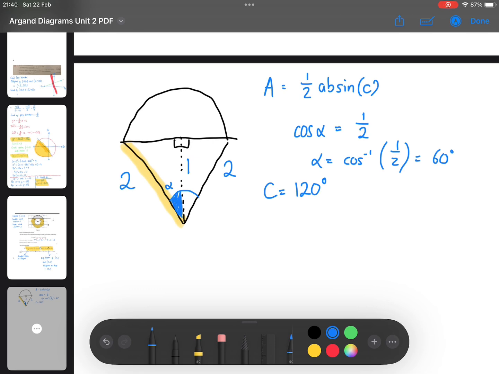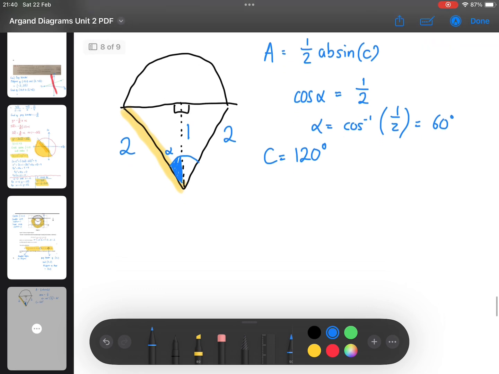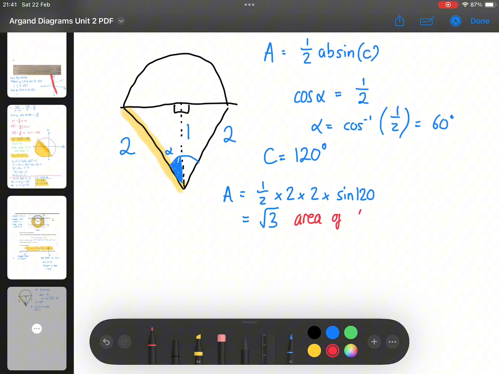And to find the area of the triangle then, based on that, the area is going to be half times 2 times 2 times sine of 120, which is going to be, well, it's going to be 2 times sine of 120, which is root 3. So that's the area of the triangle. And to work out the area, yes, I'm just going to label this area of triangle.